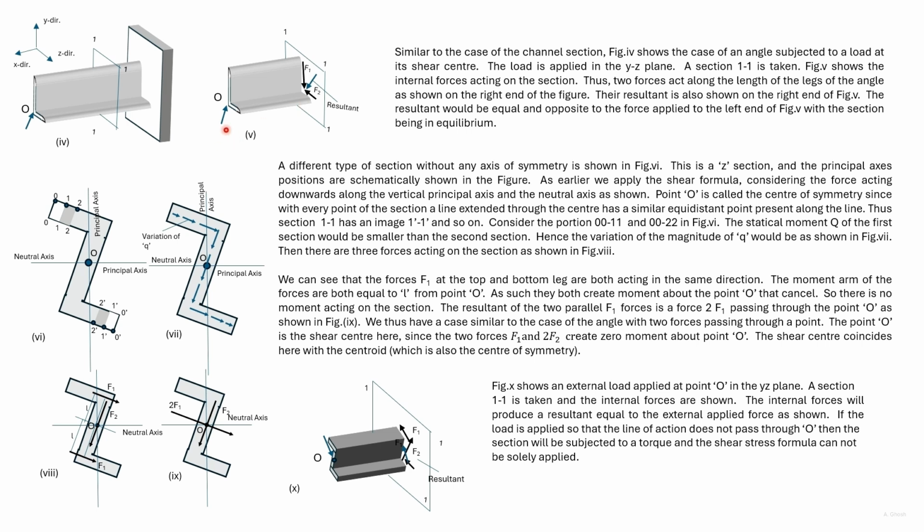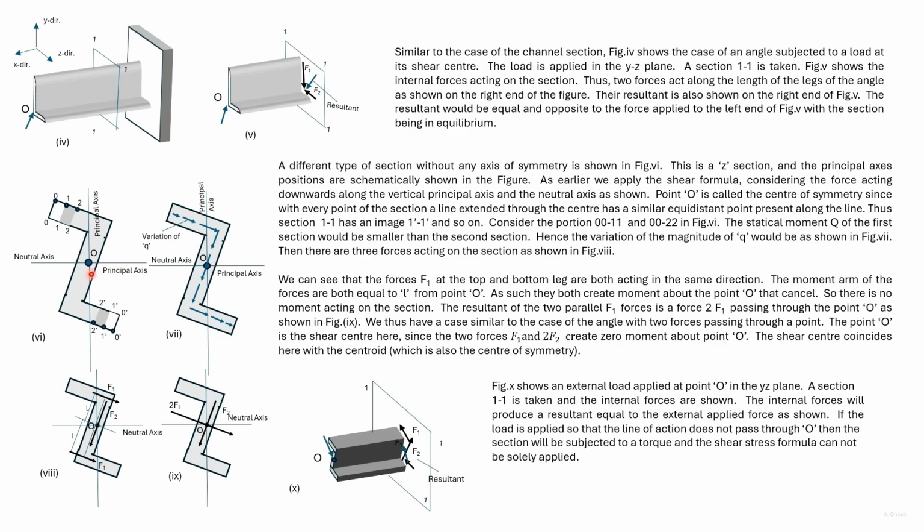Although the external load and the resultant act at the same point, they are separated by the length at which the cross-section has been taken. So they do not act at the same point. We now consider a Z section which has no axis of symmetry. We find the two principal axes that pass through the centroid. This point O is also called the center of symmetry.